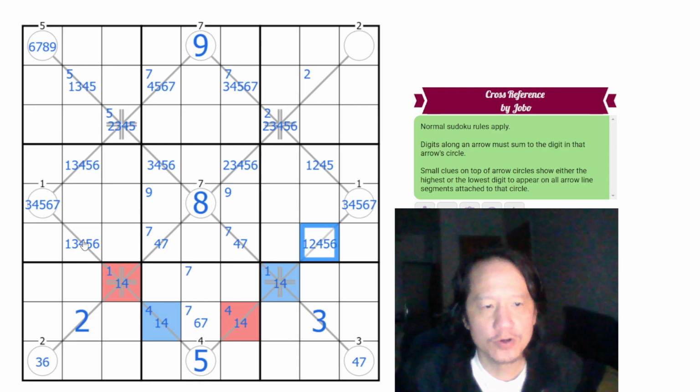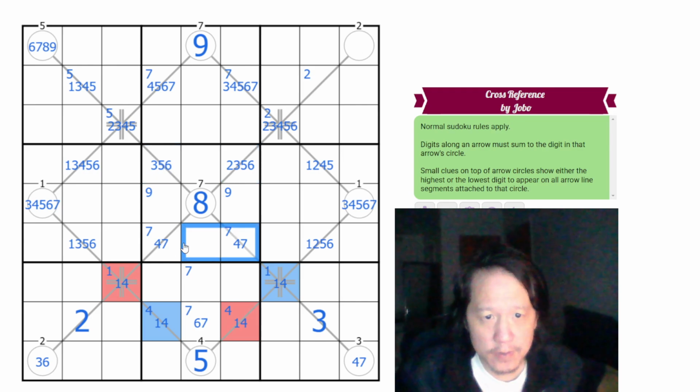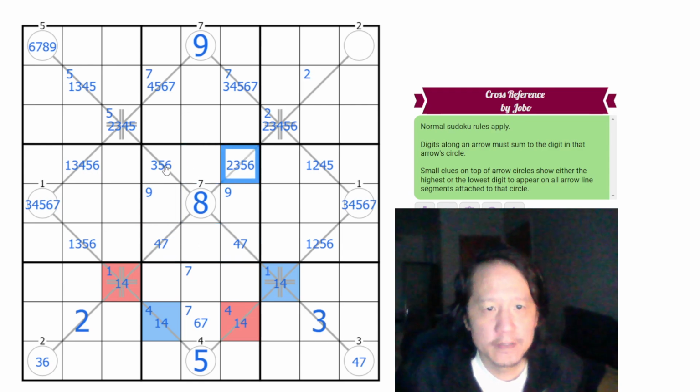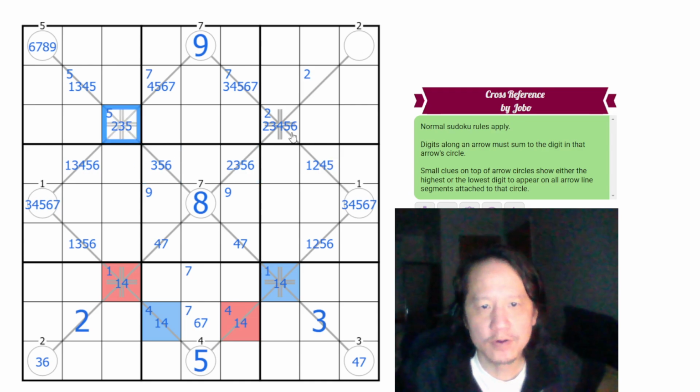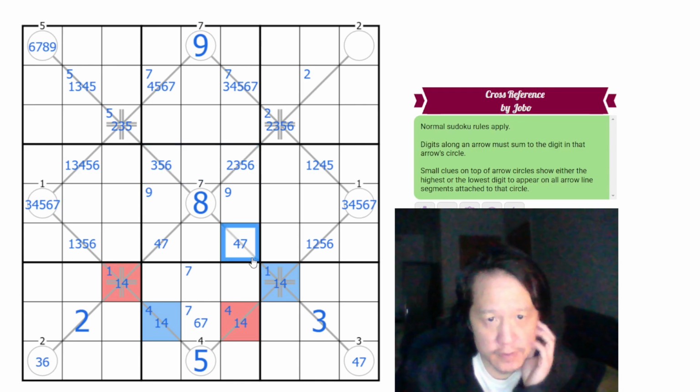cells in row 6. So this can't be 4, this can't be 4. These can't be 4. We could remove the outer layer. Therefore, since these can't be 4, these can no longer be 4 either to add up to 8.